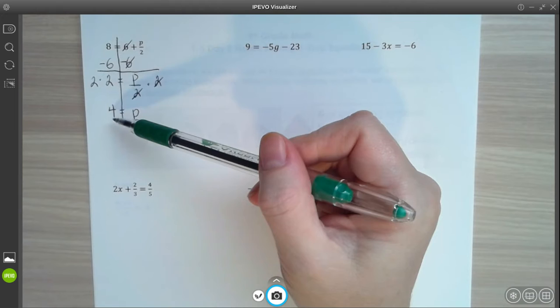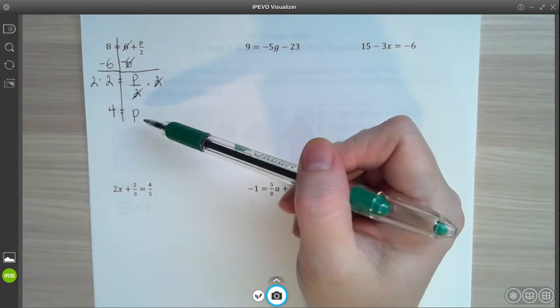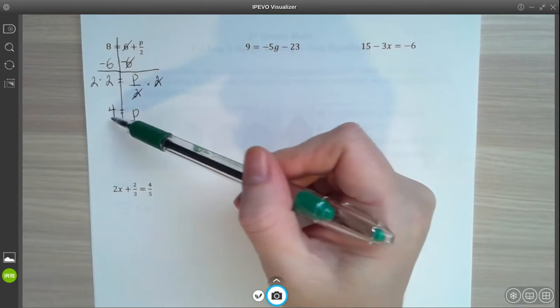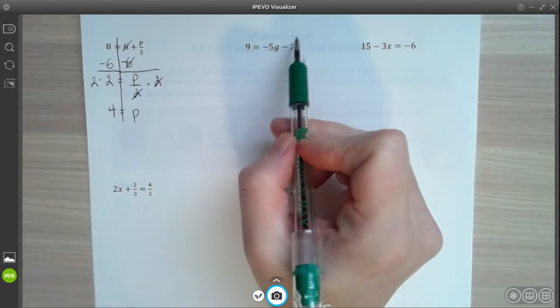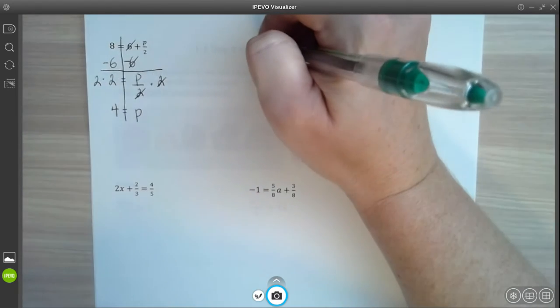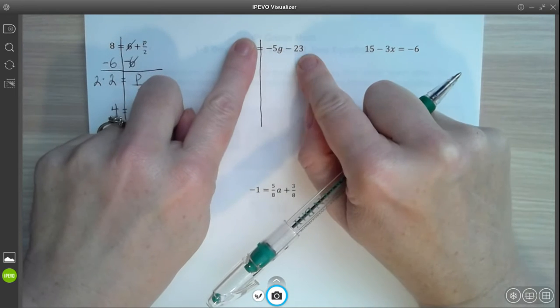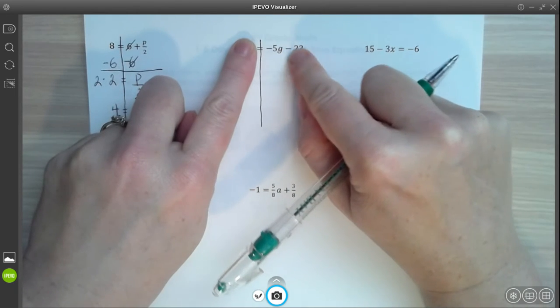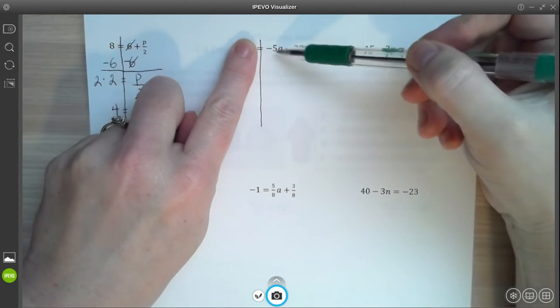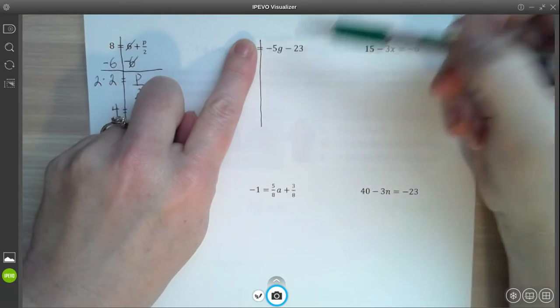It doesn't matter if the variable's on the left or the right. An equation reads the same forwards or backwards. Okay, here's the next one. Again, I have a variable on the right. So I have to get rid of the negative 5 and the minus 23 here. This is multiplied, so we're going to save that for last.